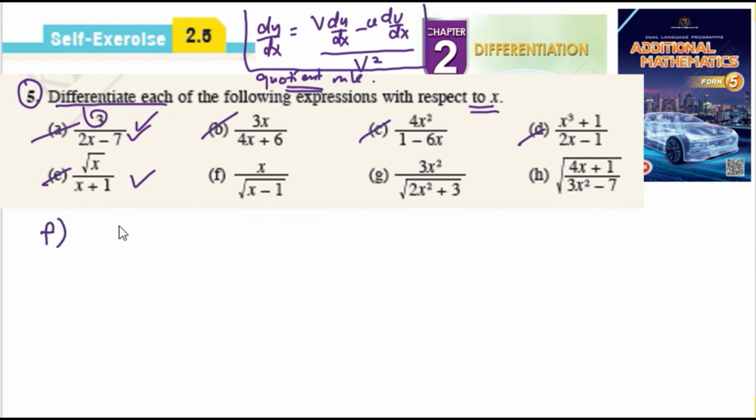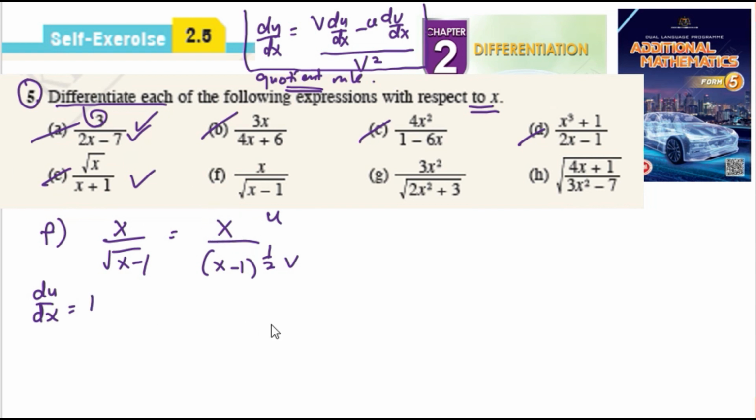So f, we have x over square root of x minus 1. Because we want to differentiate, we take out the square root, so we have x minus 1. This one would become power of half. So here is u, this is v. So du over dx is equal to, when we differentiate x, we get 1.